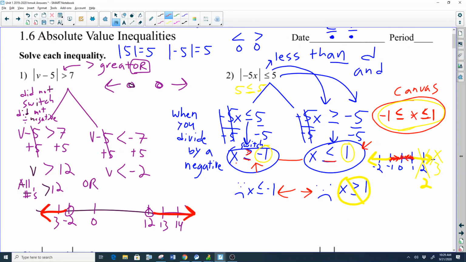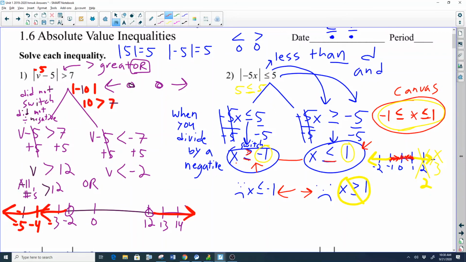Okay, so all numbers less than -2 is like -2, -3, -4, -5, and so forth, right? Going in that direction. Beautiful. Okay, let's test it. So -5, for example. If we put a -5 in there, -5 minus 5 is -10. And the absolute value of -10 becomes +10, which is indeed greater than 7.